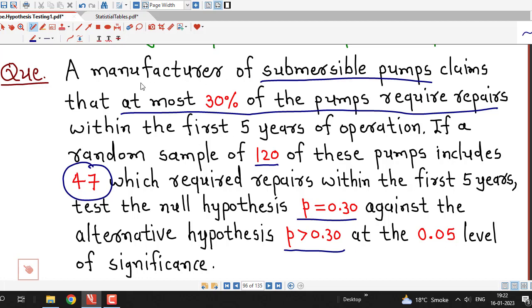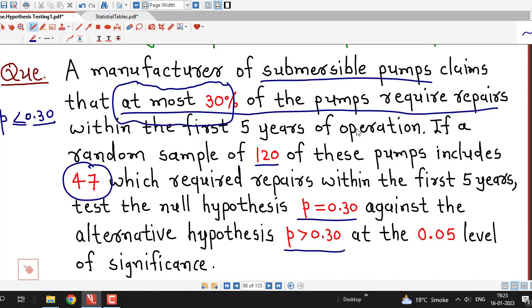Now the manufacturer claims that at most 30% of the pumps require repairs. That is, if we consider the population of all submersible pumps, then at most 30% of pumps require repairs. That is, we are given the population proportion. The manufacturer claims that at most 30%, that is, the maximum value for population proportion is 0.30. So this is the claim of the manufacturer that population proportion can be at most 0.30. That is, the portion of the population which requires repairs is at most 0.30.